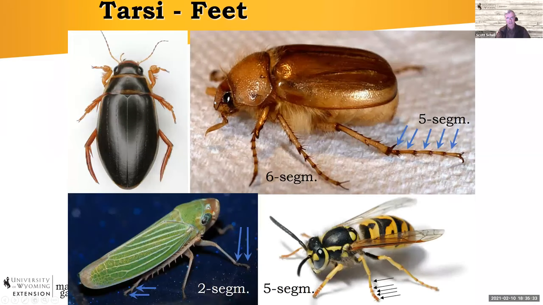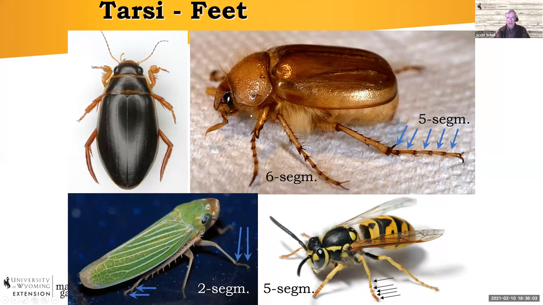Tarsi, as I said before, can be important. In some cases, they give you a hint about the life cycle of the insect. So this is an aquatic beetle that spends most of its life swimming around, say, in a pond, and its hind tarsi have been modified for swimming. In contrast, here's a June beetle, and its tarsi are utilized for walking around on the soil and the plants, those types of things.